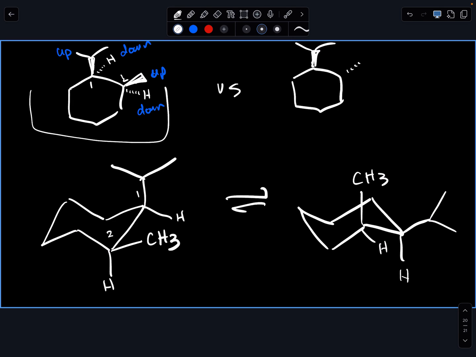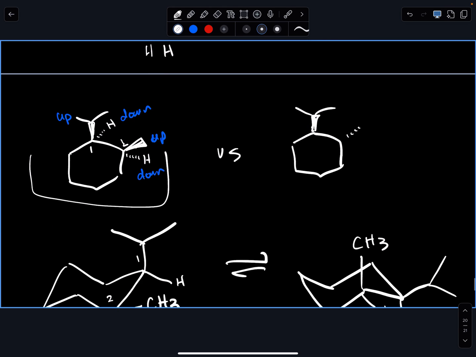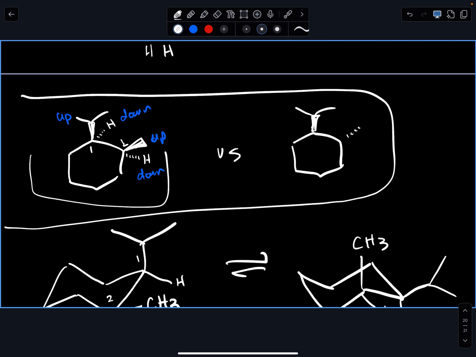Which of those two structures do you think is more stable? That's the right, I think. Yeah, it's going to be the right one because the larger group, which is the isopropyl group, is equatorial. So this one is more stable. That's not the question, though. Question was, which of those two isomers was more stable?